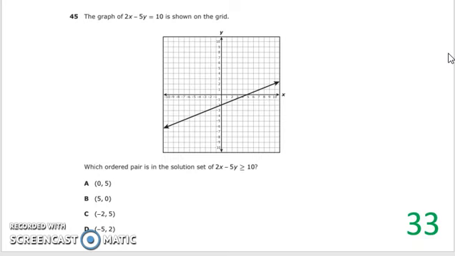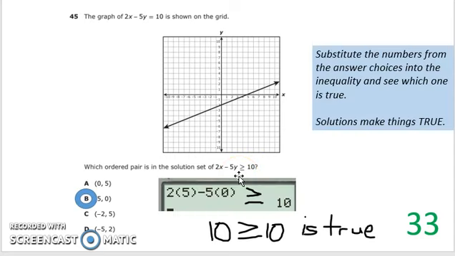All right, which ordered pair? If you give me an ordered pair and something to plug it into, like this one right here, I'm going to do that. I put in a 5 for x and a 0 for y, and I get 10. So I ask myself, is 10 greater than or equal to 10? Yes, it's equal. It is true.